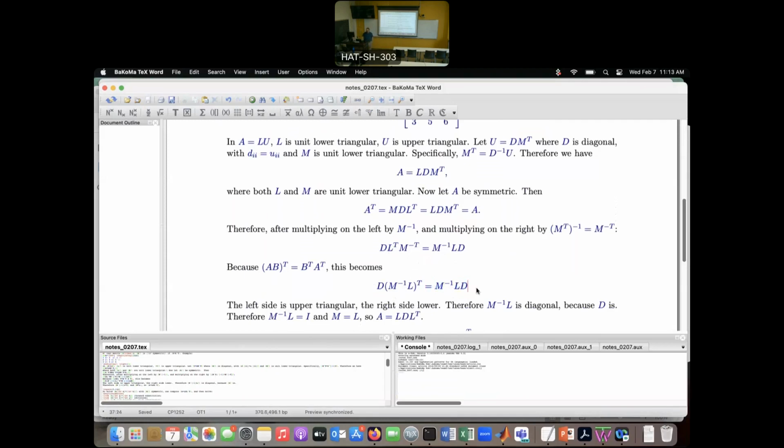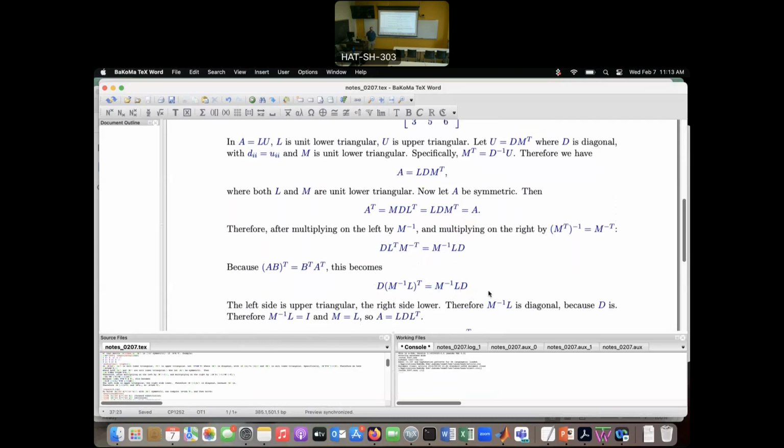So if I have upper triangular equals lower triangular, and you saw this sort of thing before, when I proved that the LU decomposition is unique, the same kind of argument is used. So both sides are diagonal. D is already diagonal. Therefore, M inverse L is diagonal.